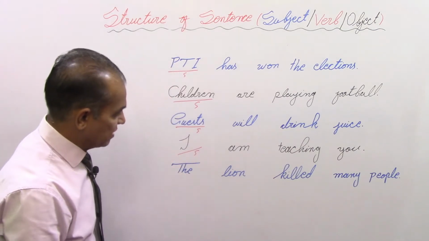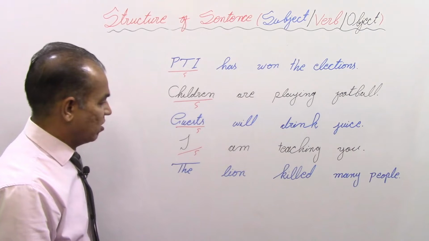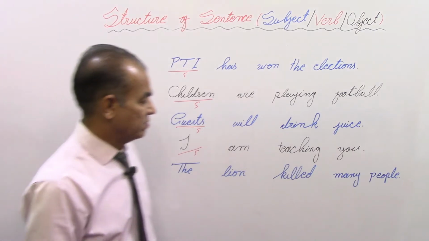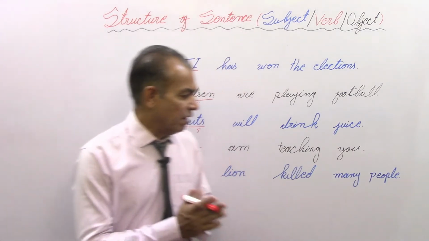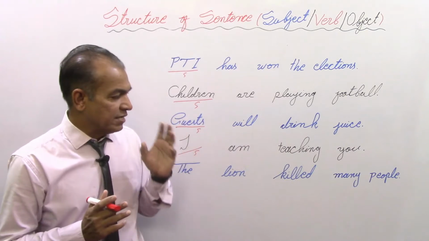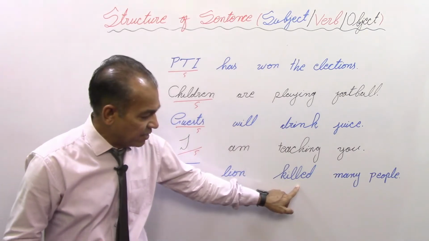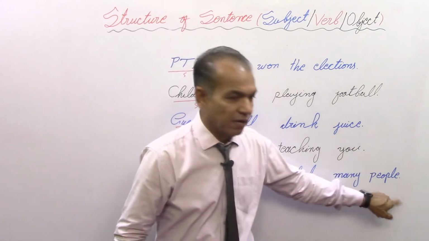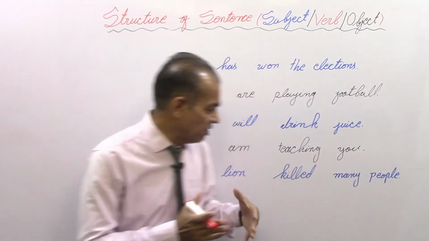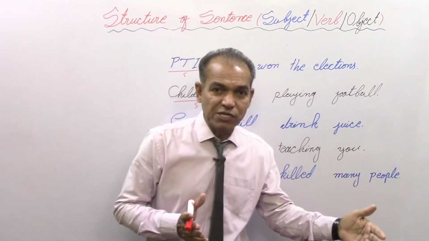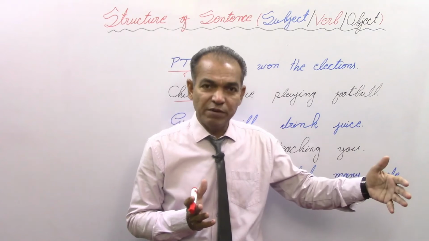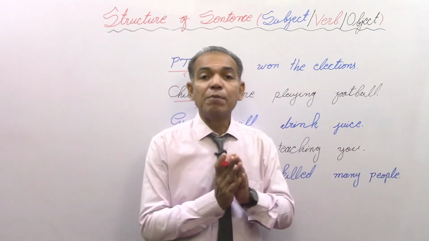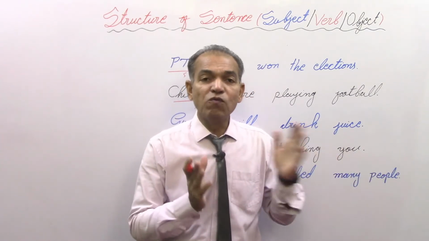And let's take the last example. The lion killed many people. When we say the lion killed many people, we have given this information: killed many people. These are three words which are providing information, which are giving you information about whom, about what.